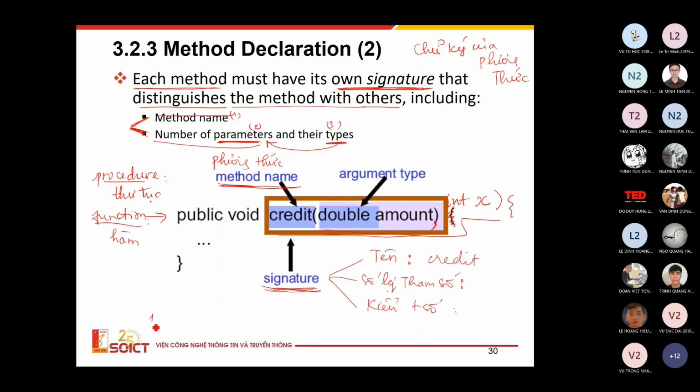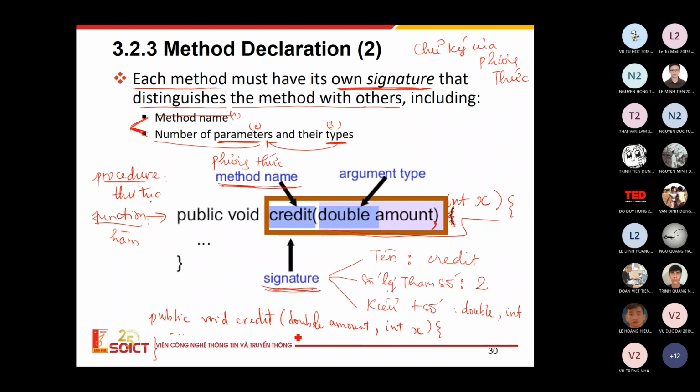For example, I write down this: public void credit, double amount, int something like this. So how many parameters? Two parameters. And what else? The type is double and integer. Yeah, double then int.